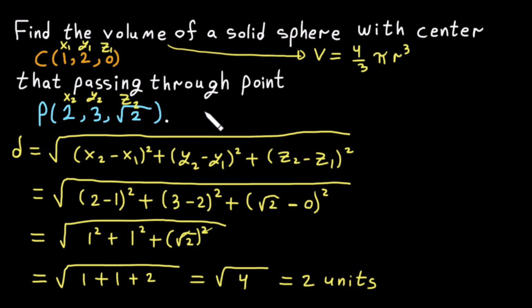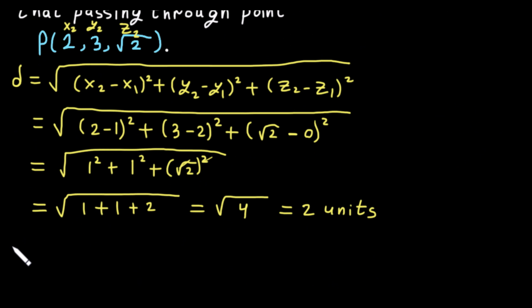As we know, the center is C, and we have this point, which is P. This distance, which we calculated as D, is of course equal to R, the radius. So we found the radius, which is equal to 2. Let's delete this and go a little bit down. So we found R, the radius, equal to D, which we calculated here, equal to 2 units.